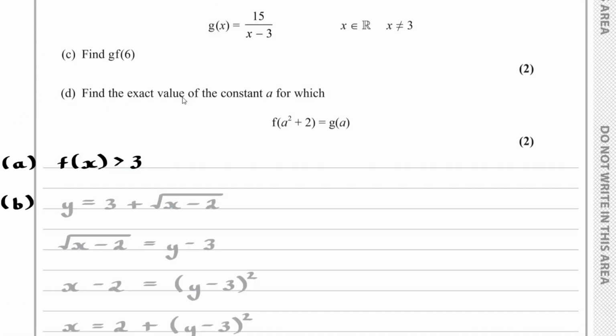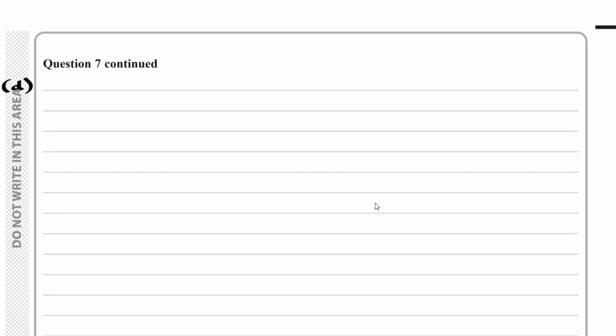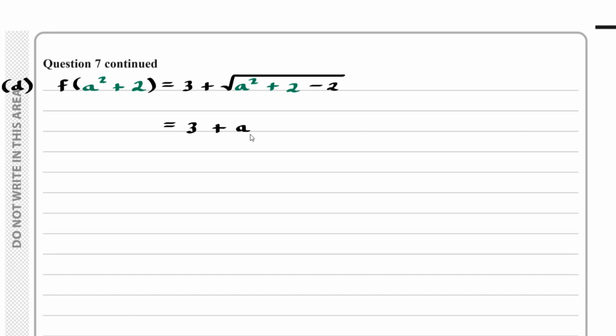Part D, find the exact value of the constant a for which f of (a squared plus 2) is equal to g of a. To begin with, f of (a squared plus 2), we replace the x with a squared plus 2, leaving us with 3 plus the square root of (a squared plus 2 subtract 2). So we have 3 plus the square root of a squared, leaving us with 3 plus a. And g of a is quite simply 15 over (a subtract 3).